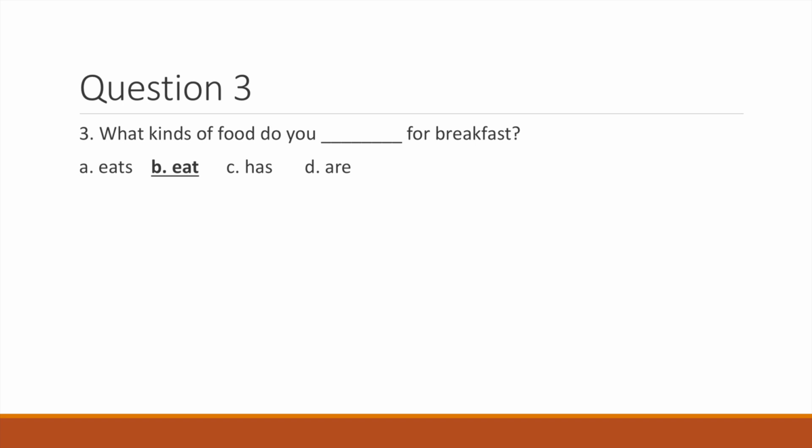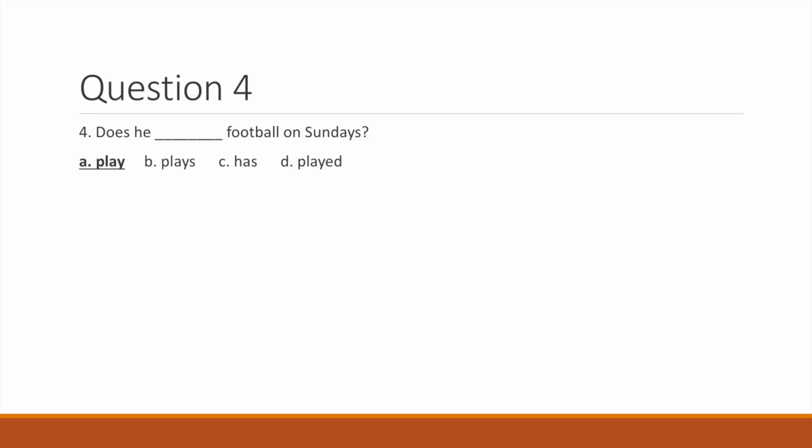Question 3. What kinds of food do you blank for breakfast? Again, we have a question, so we use do. We have the subject you, followed by the base verb, eat. Question 4. Does he blank football on Sundays? Here we have another question, so we have our helping verb, does. He, the subject, followed by the base verb, play.